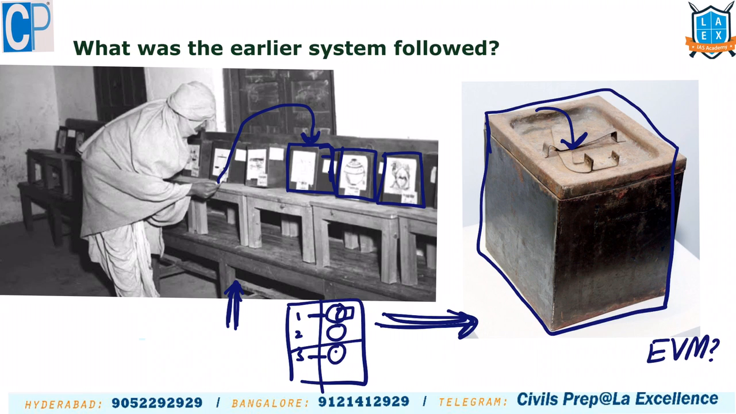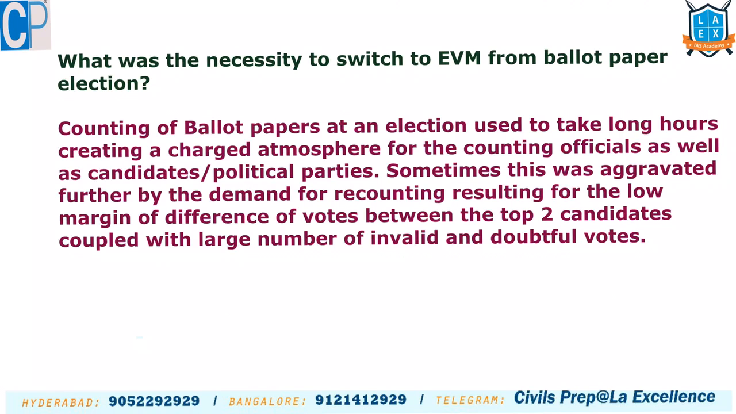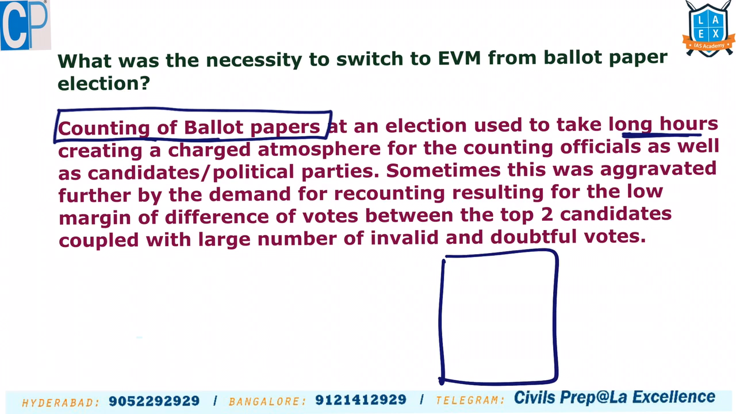Why? What is the necessity to move to EVM from the conventional paper ballot? Why did EVMs become a necessity? It is because counting the ballot papers used to take a lot of time, long hours spanning a number of days. And then the counting officials were working in a charged atmosphere. The contesting candidate sometimes used to ask for recounting. Again, it's a huge task. Invalid votes were one of the issues. Invalid vote means, let's say this is the ballot paper. Candidate 1, candidate 2, 3, 4, something like that. Then the name and symbol.